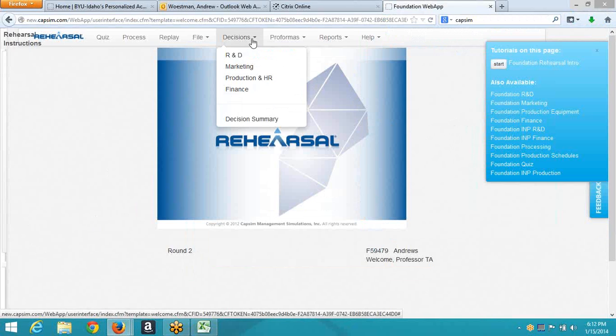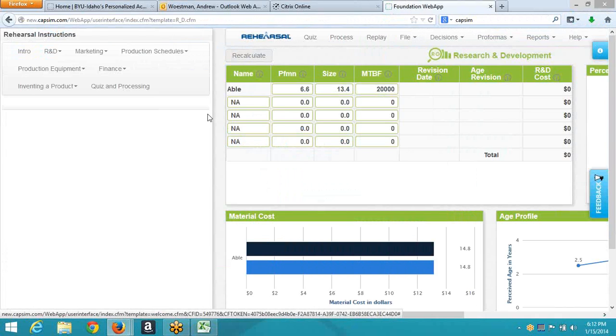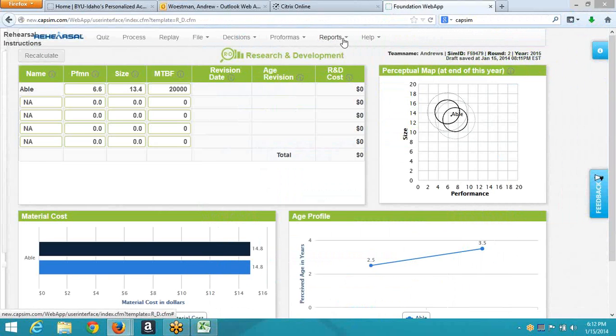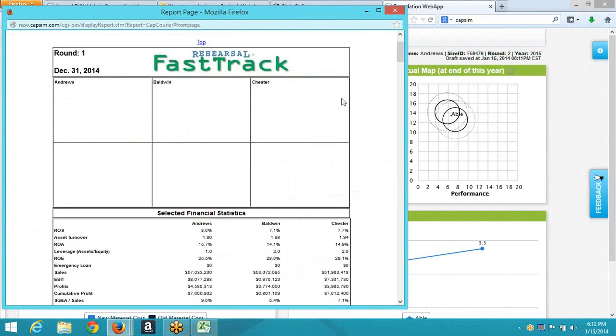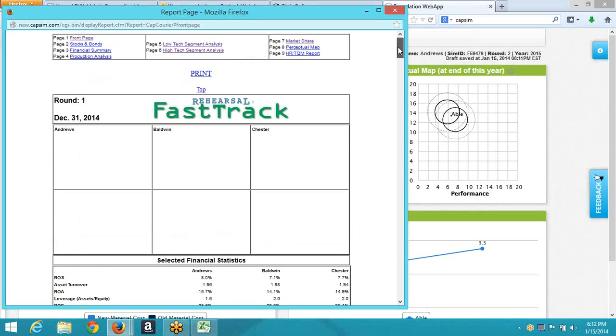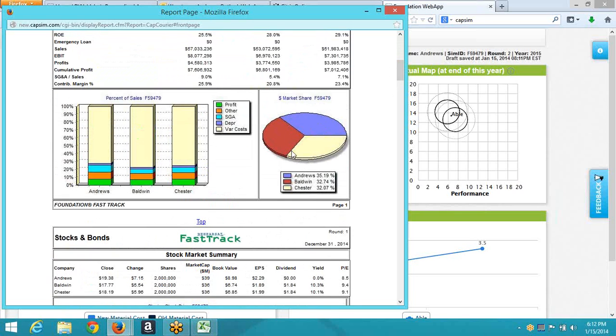Once you actually get back into the rehearsal rounds, you can click on the R&D or any of them that you want, and then go to reports, and then click on the front page to find the fast track. Once you find the fast track, this is what's going to tell you everything about your business and everything that's going on. It tells you your sales, your profits, your contribution margin. It gives you a brief pie graph, and it tells you how much of the market share you have compared to your competitors.